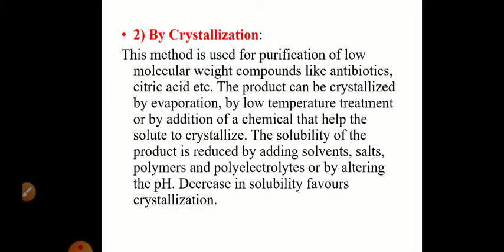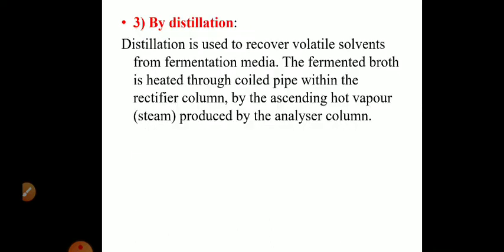The solubility of the product is reduced. We reduce the solubility of the product by adding solvents or salts or polymers or polyelectrolytes, or by altering the pH. We reduce the solubility of the product so that it undergoes crystallization. Decrease in solubility causes it sometimes to precipitate or to crystallize, and the precipitate can then be extracted, and then crystallization can be done by using various chemicals.